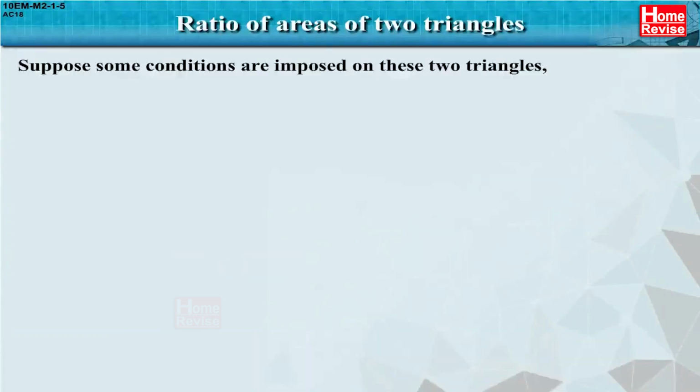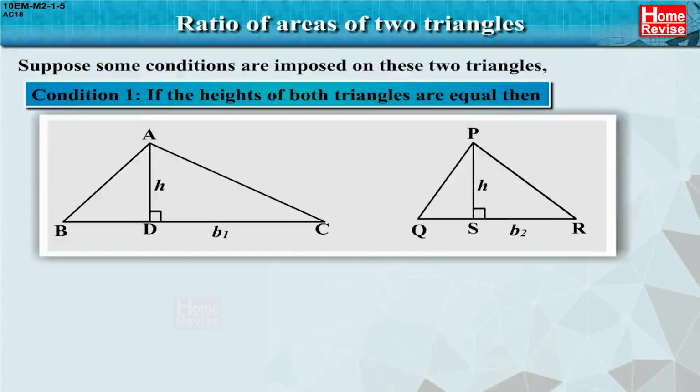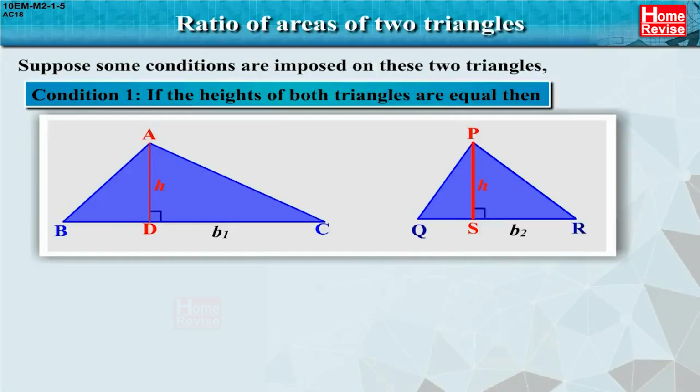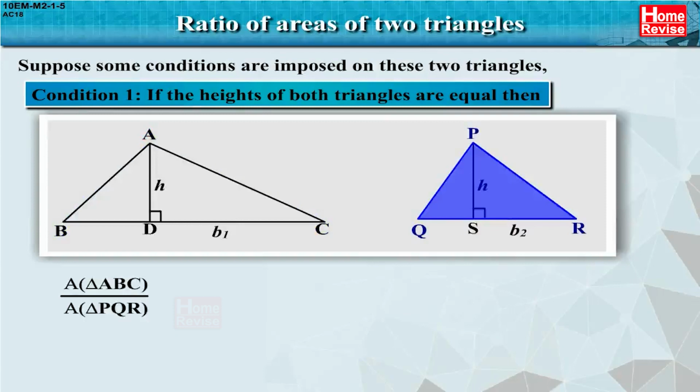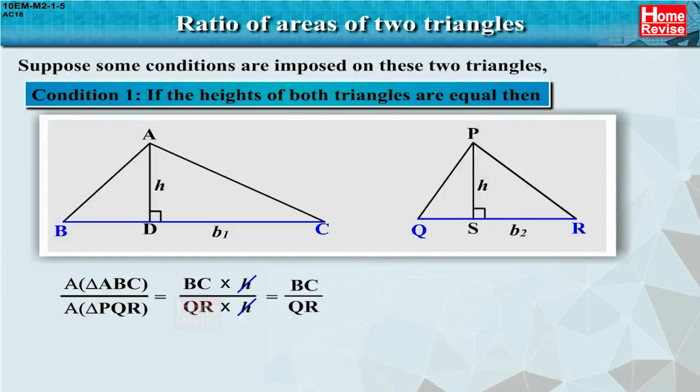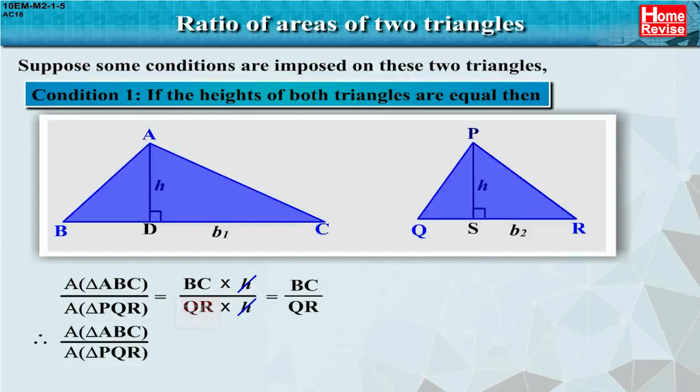Suppose some conditions are imposed on these two triangles. Condition 1. If the heights of both triangles are equal, then area of triangle ABC upon area of triangle PQR is equal to BC multiplied by H upon QR multiplied by H, which is equal to BC upon QR. Therefore, area of triangle ABC upon area of triangle PQR is equal to B1 upon B2.